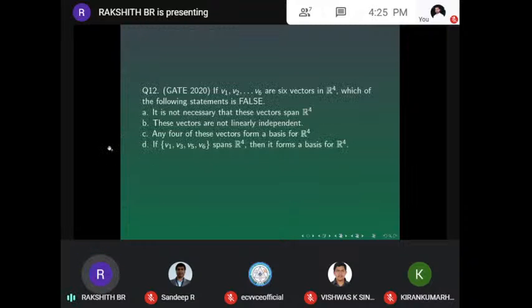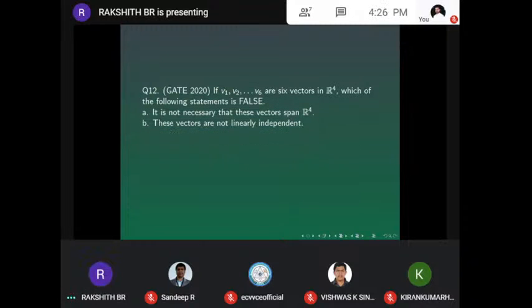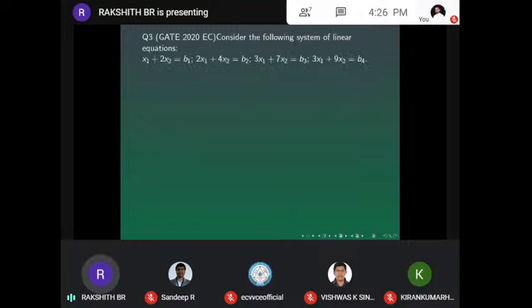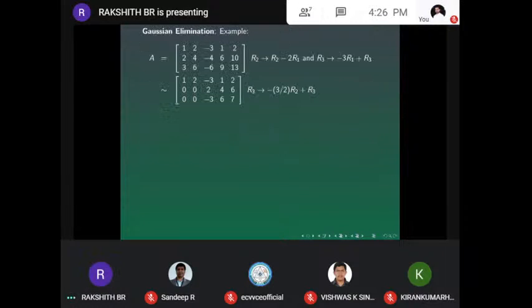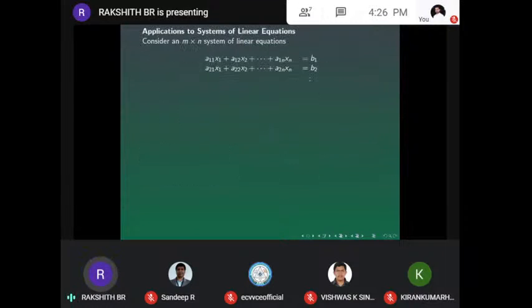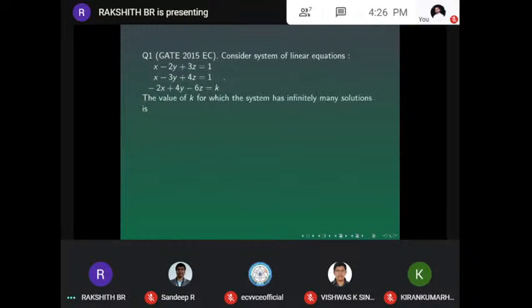Before moving to the next topic, I need to talk about other problems related to systems of equations. With respect to the first question, suppose the question was like this: find the value of k for which the system has no solutions.